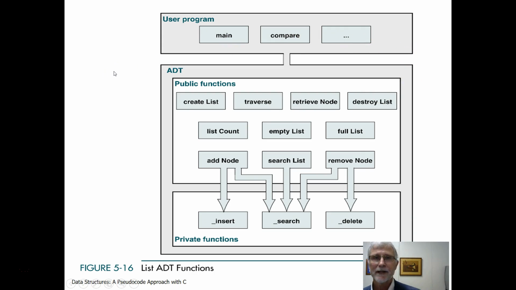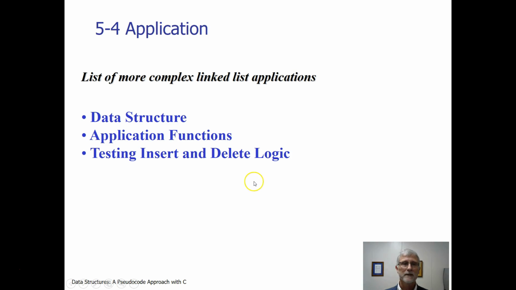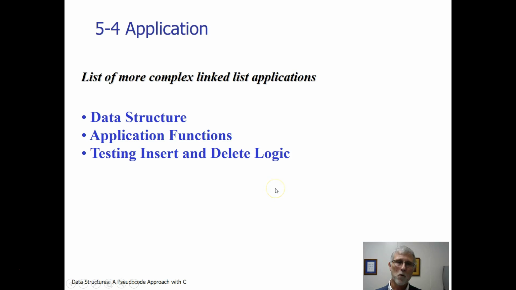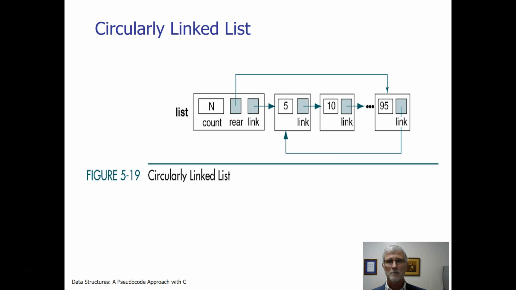So just to give you a rough idea as to how these function. In your user program, you got your main, you said, hey, I want to compare two values and whatever else you're trying to do here. But the public functions that you're going to use are basically create, traverse, the ones we just came up with. And then when you start looking at searching, now I'm going to get some private functions based on the individual structure that you're processing. So let's look at some different, maybe a little bit more complex linked list applications.